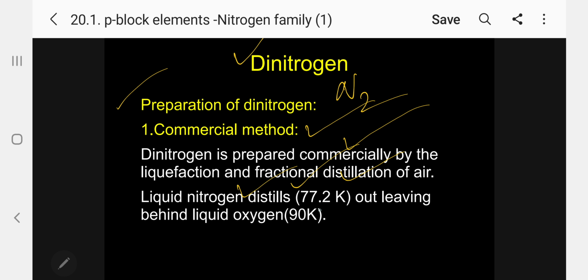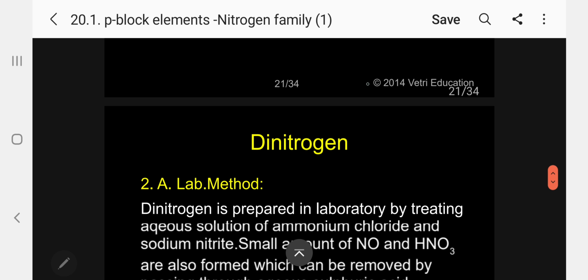Liquid nitrogen distills at 77.2 Kelvin, leaving behind oxygen, which is at 90 Kelvin. So nitrogen comes first, and we will collect it separately. Oxygen comes next, and we will collect it separately. So this is the commercial method of preparing nitrogen.